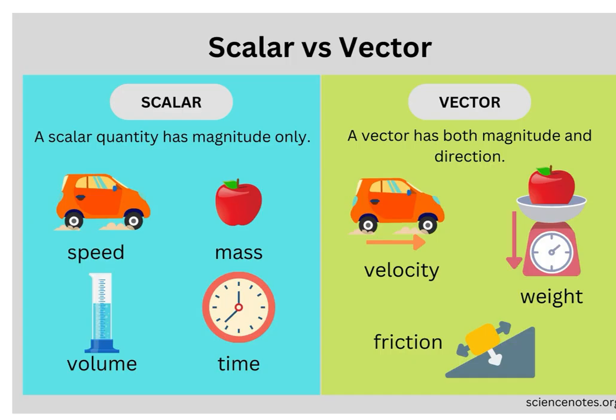Some other examples of scalars are volume or time. These just require a number, not a direction. But something like friction requires a direction because I could have friction pushing down this particular ramp or pushing against the ramp or gravity pulling down on it as well. And so these are just some very few examples of scalar versus vector.